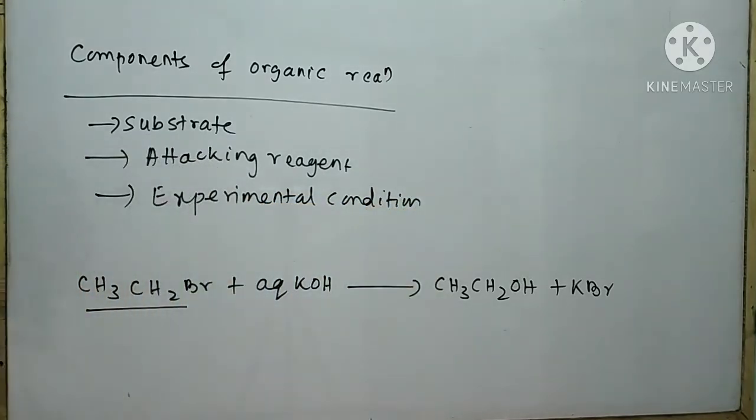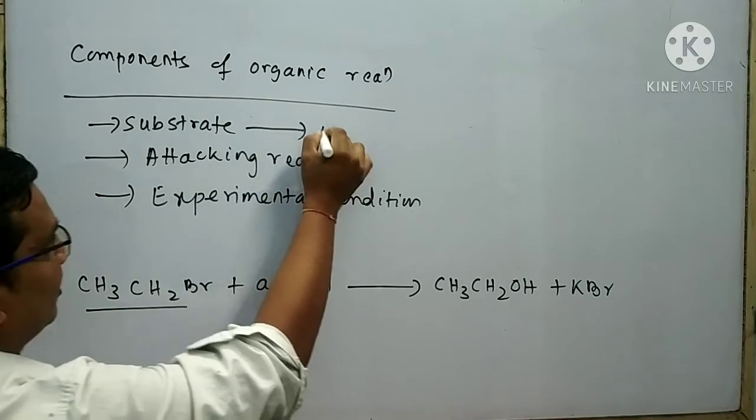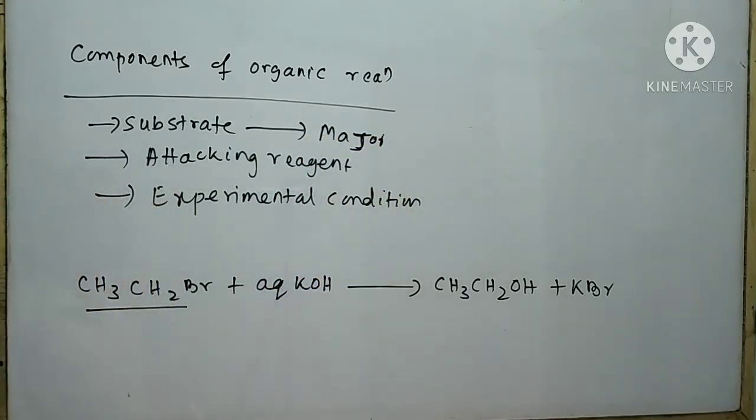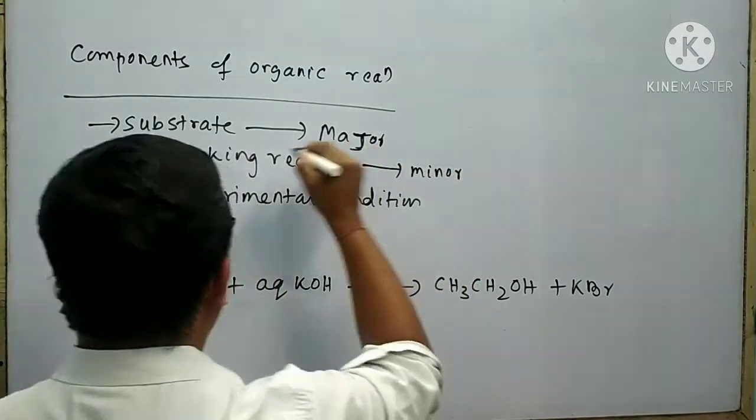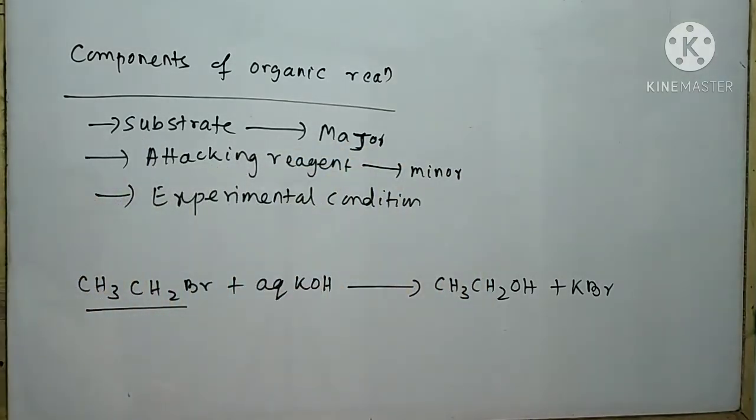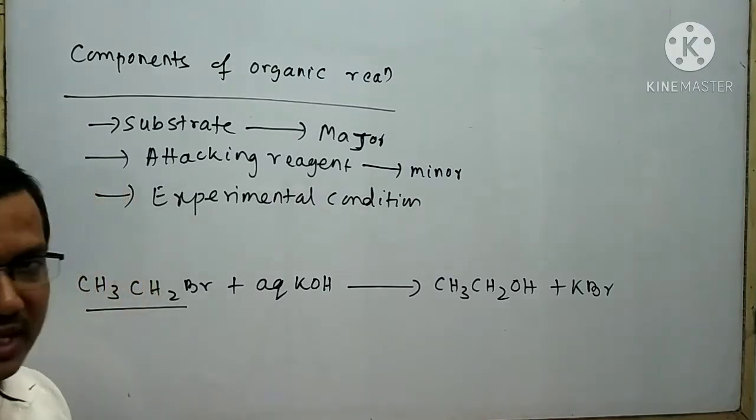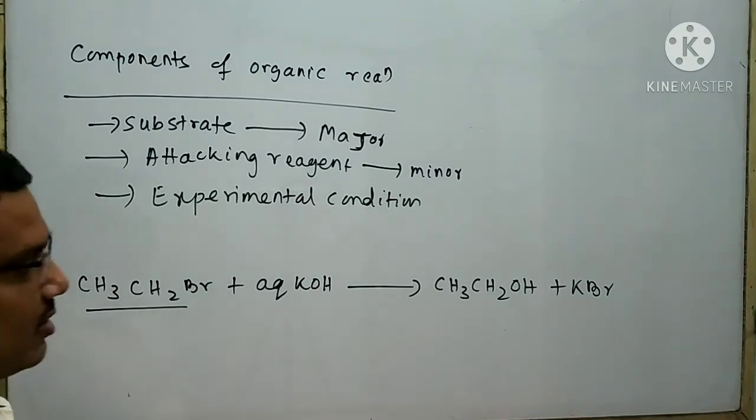In an organic reaction, the major component is called the substrate. On the other hand, the minor component is called the attacking reagent. Experimental condition means generally we think about the temperature, pressure, catalyst and so on.